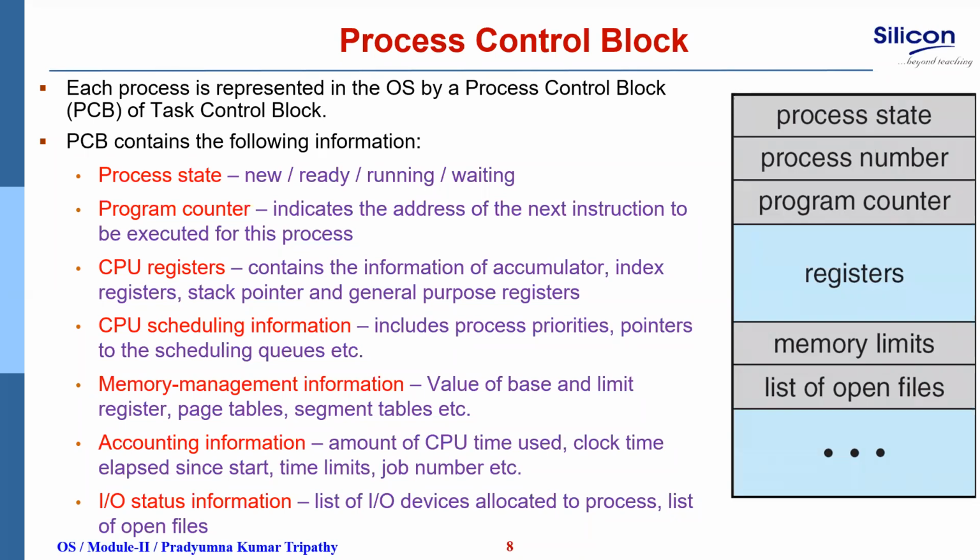The accounting information: amount of CPU time used, clock time elapsed since start, time limits, job number. These are also kept in the process control block. It keeps how much CPU time it has taken, how much clock time has elapsed since start, what the time limit is, the job number, etc. It also keeps the IO status information: the list of IO devices allocated to the process and the list of open files.